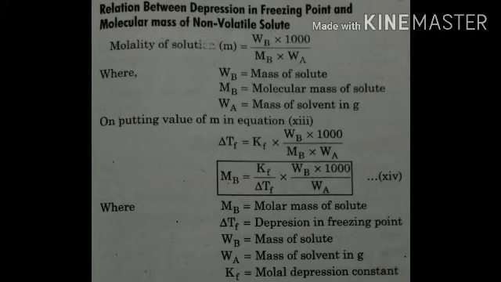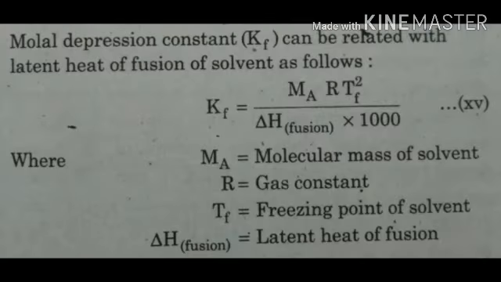We can also calculate the molar mass if depression in freezing point is given. The relation between the molal depression constant or cryoscopic constant and the latent heat of fusion is similar to that between the molal elevation constant Kb and the latent heat of vaporization. We can calculate Kf using this formula.